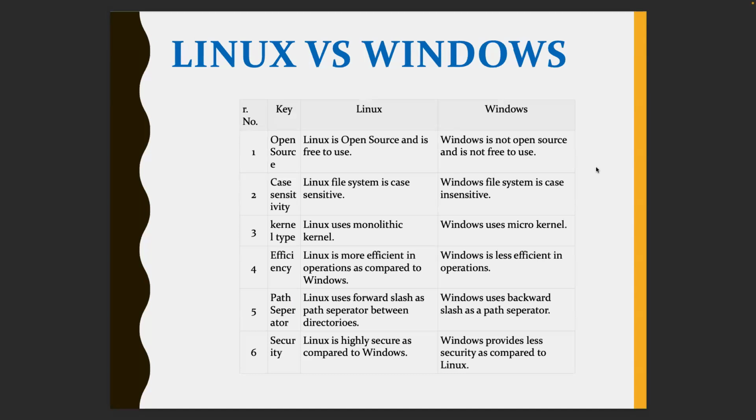Linux is open source, as you know, and free to use. With Windows, you have to purchase a license. Linux is case sensitive, which means the file and folder names in the Linux file system are case sensitive. Uppercase is not the same as lowercase, right? But Windows is case insensitive. Linux uses a monolithic kernel, Windows uses a microkernel. Linux is more efficient in operations compared to Windows. The majority of Linux systems don't have a GUI. That's another advantage which makes it lighter and faster. A GUI would be bulky and make it slow.